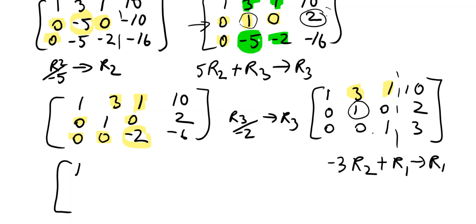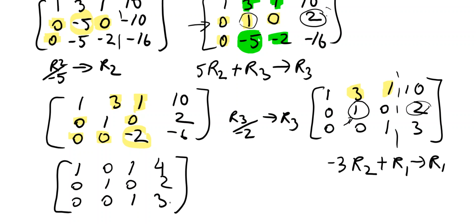Now -3 times row 2. So -3 times 1 is -3, and then plus the 3, that's a 0. That's what I wanted. And then -3 times 0 plus row 1 is a 1. -3 times row 2 is -3 times 2 now, which is -6 plus 10. That's a 4. Okay, and everything else stays the same. 0, 1, 0, 2, 0, 0, 1, 3. Alright, so the last step, the only thing we need to do now is make this one a 0.